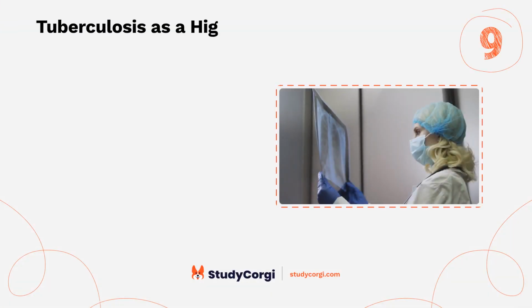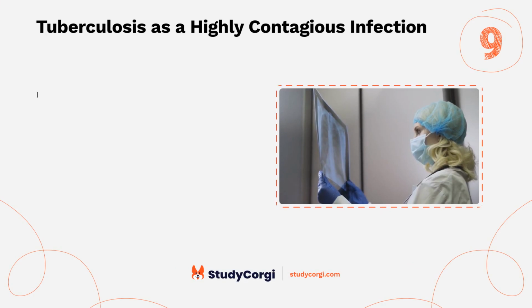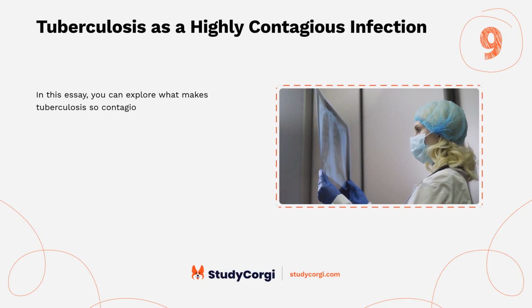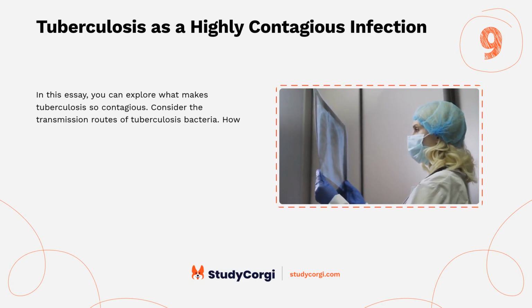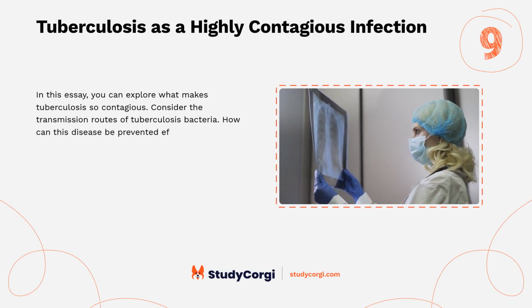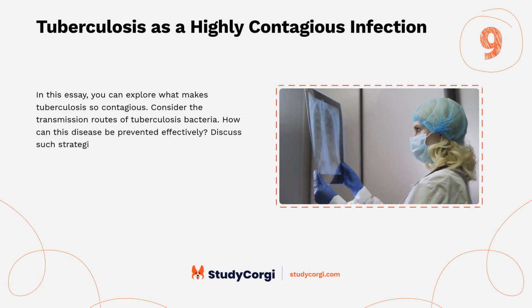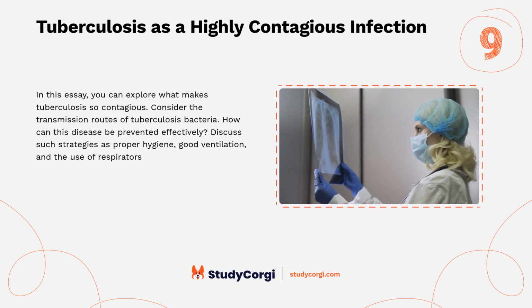Tuberculosis as a highly contagious infection. In this essay, you can explore what makes tuberculosis so contagious. Consider the transmission routes of tuberculosis bacteria. How can this disease be prevented effectively? Discuss such strategies as proper hygiene, good ventilation, and the use of respirators and surgical masks.